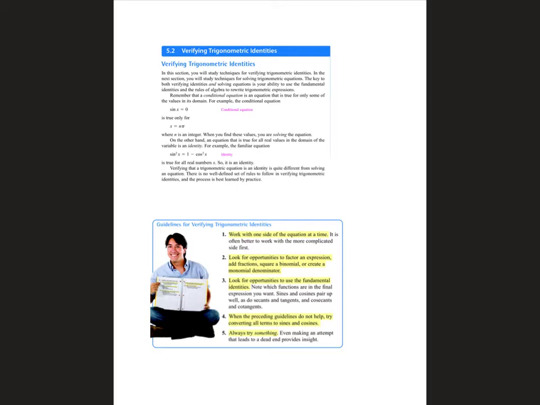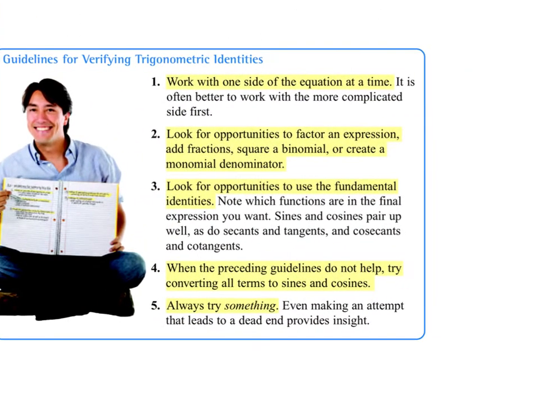So down here we have some guidelines for verifying trig identities. We want to work with one side of the equation at a time. It's better to work with the side that looks more complicated first and simplify that side. And let's see, what else is important here?